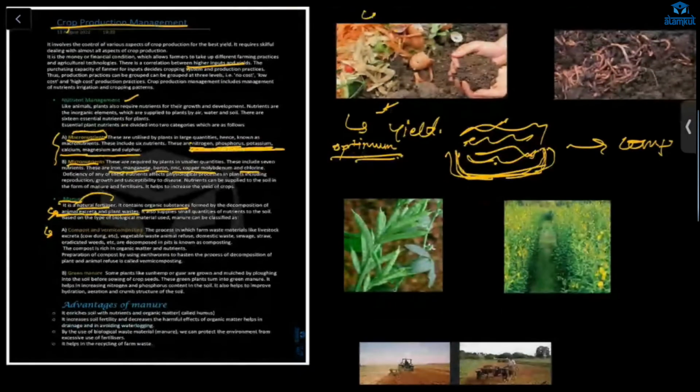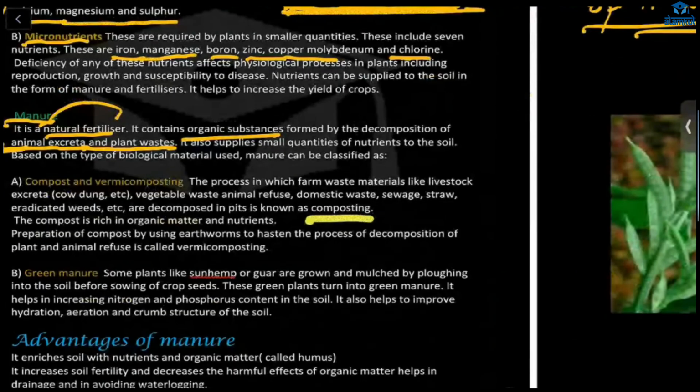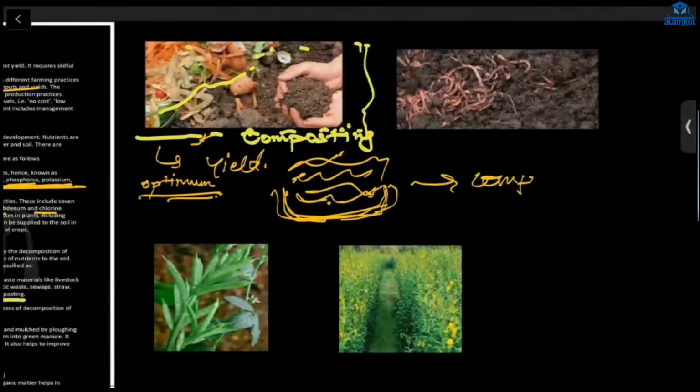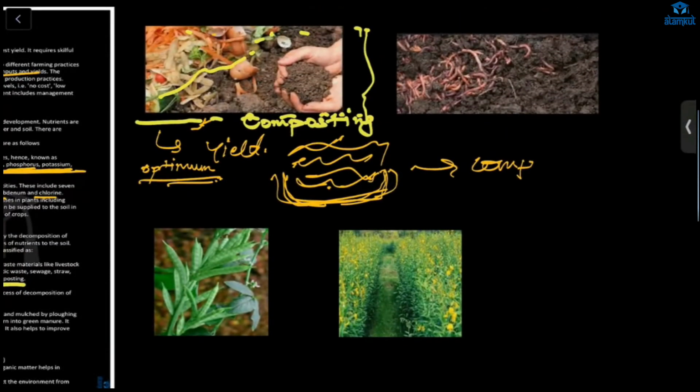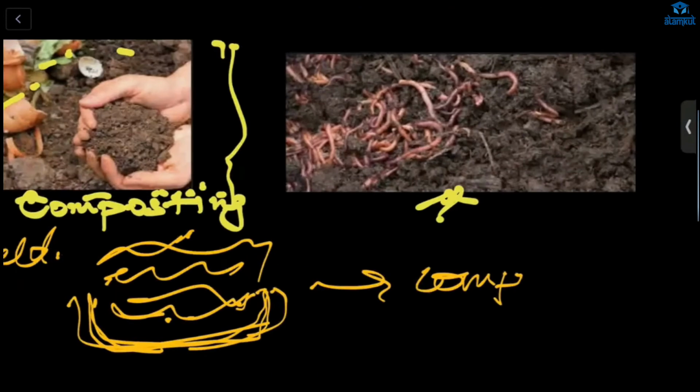This is our composting. You can see vegetable waste, all this vegetable waste, and you can also see there will be the cow dung, all that, right? They are put in an area and there they are decomposed. So this is called composting. This compost will be rich in organic matter and nutrition. Next, there is one more thing: if this vegetable waste, organic waste, is decomposed by earthworm, you can see earthworm, it is called vermicomposting.